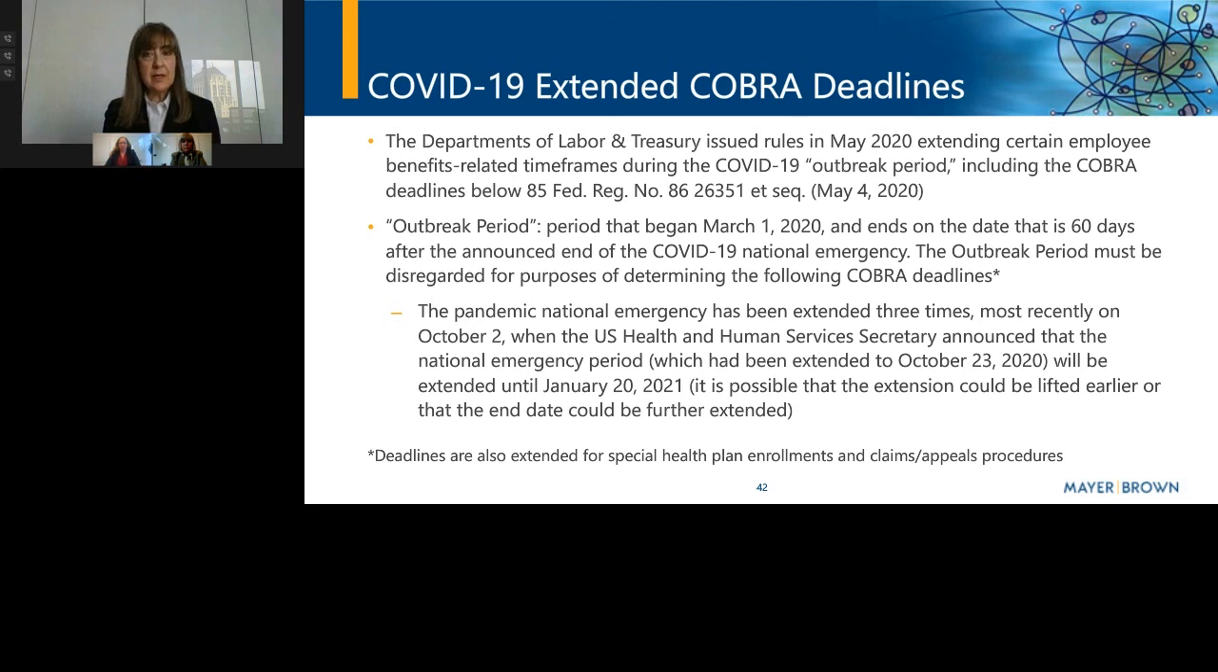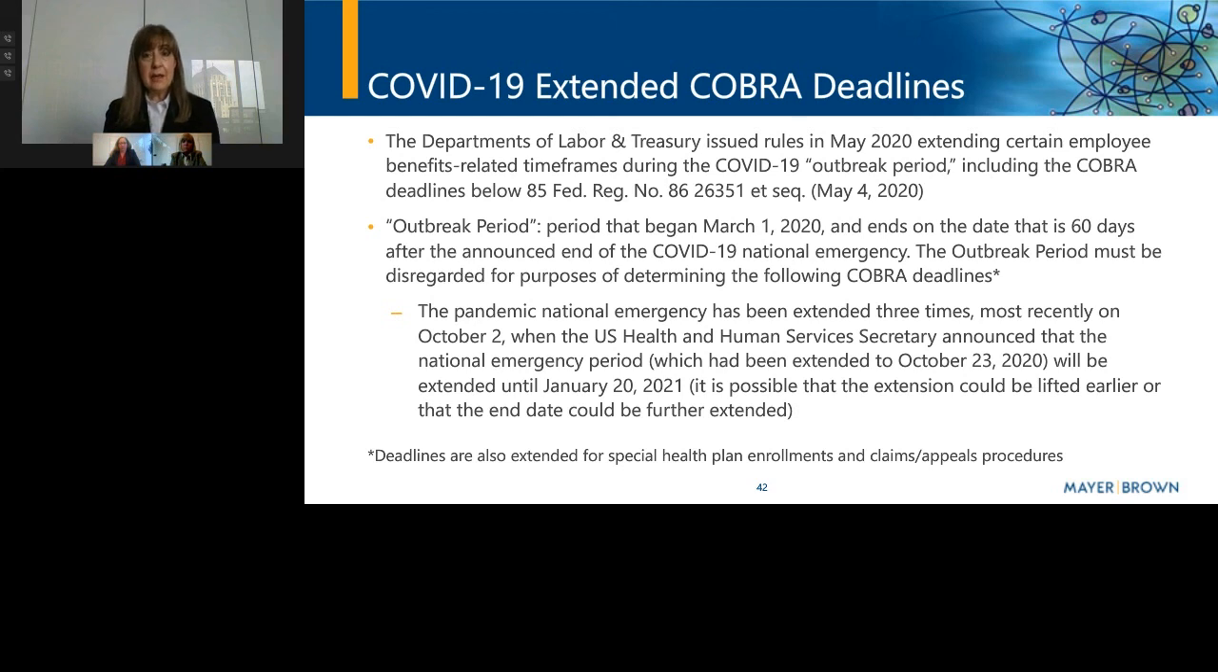And what these rules do is establish a so-called COVID outbreak period during which a number of these deadlines are held really in suspension. It's tantamount to a suspension because for purposes of determining when these deadlines come due, you disregard entirely the outbreak period. What is the outbreak period? It started March 1 of this year, and it ends 60 days after the announced end of the public health emergency. And that anticipated announced end has changed multiple times since March 1 and since these rules were established.